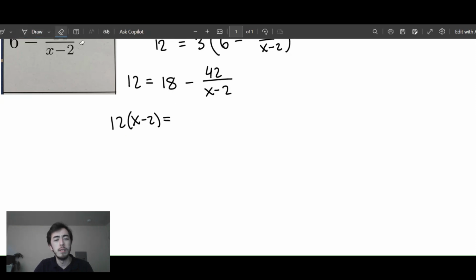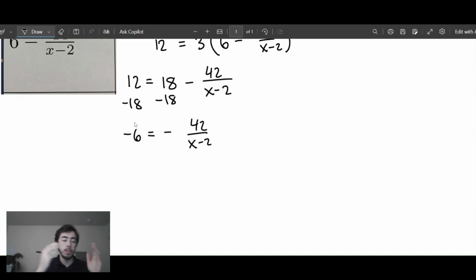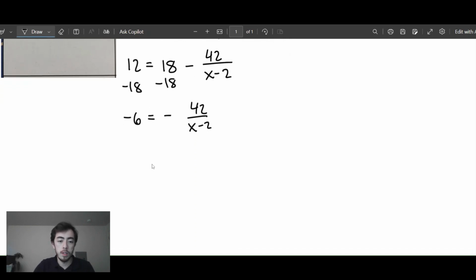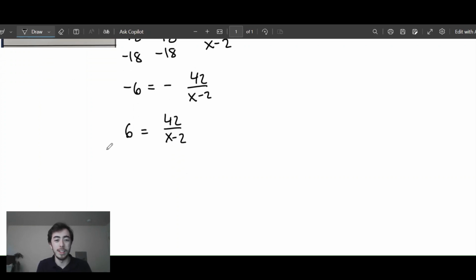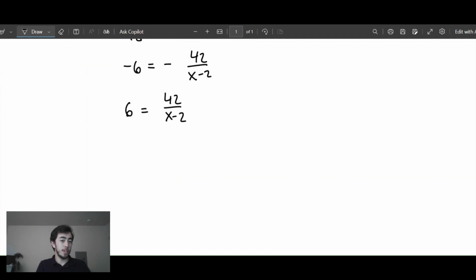Actually, you know what? What am I doing? I want to simplify a little bit first. Let me combine like terms. I'll subtract 18 and subtract 18. So I get negative 6 equals negative 42 over x minus 2. And here, if you have a negative something equals another negative something, the negative signs can go away. You know what? I'm really glad I did that because I don't need to do that whole times x minus 2 stuff again. There's actually maybe a neat algebra trick here.